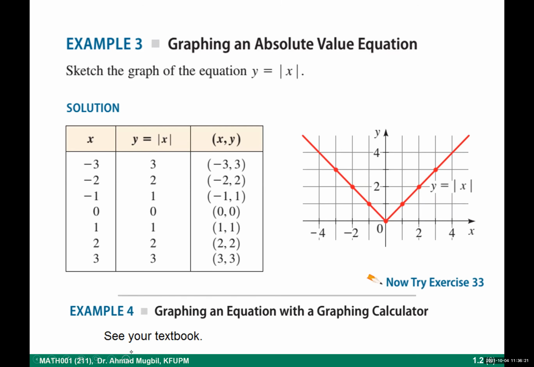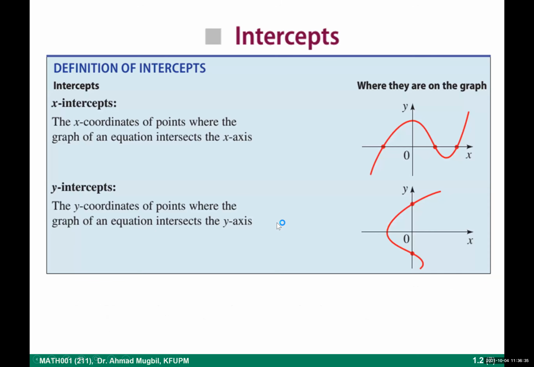Example 4 is about using calculators for graphing. It is not included, of course. We are not using calculators in this course, but of course you can. You need to learn how to do that because you will use it in other courses.